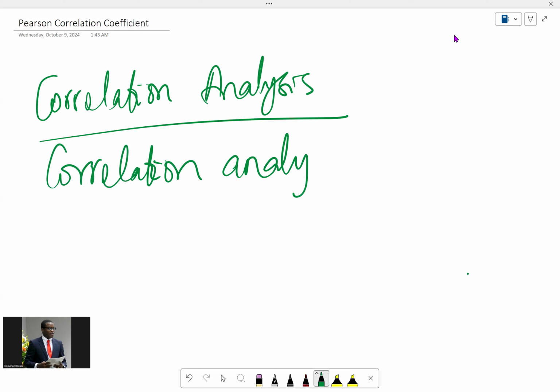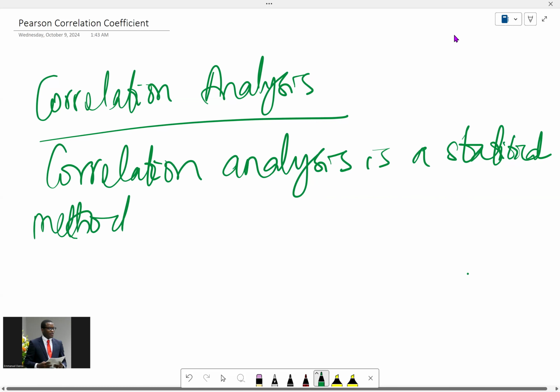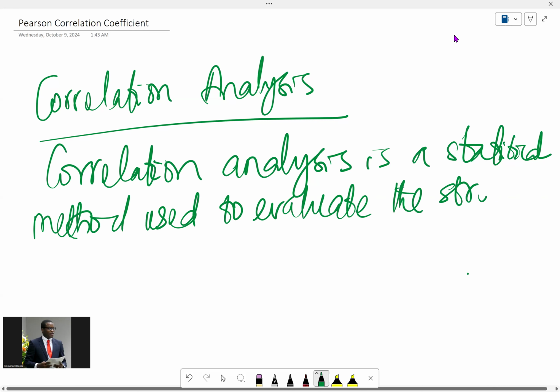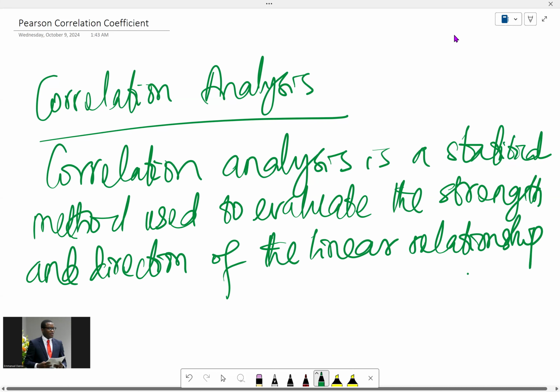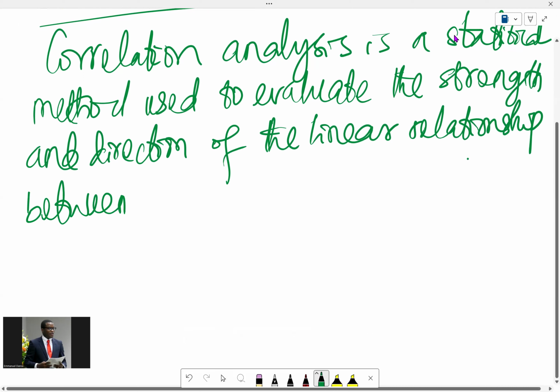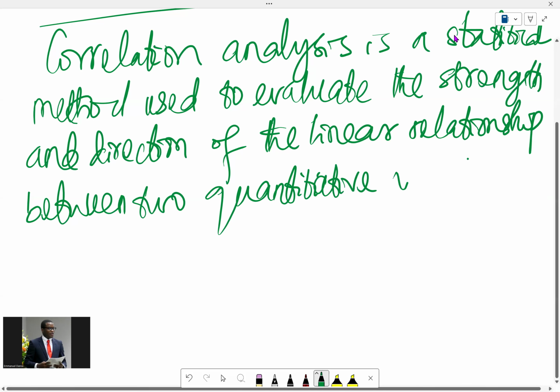Correlation analysis is a statistical method used to evaluate the strength and direction of the linear relationship between two quantitative, or what you can call numeric, variables.